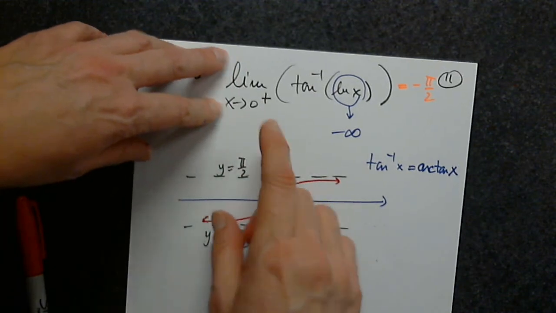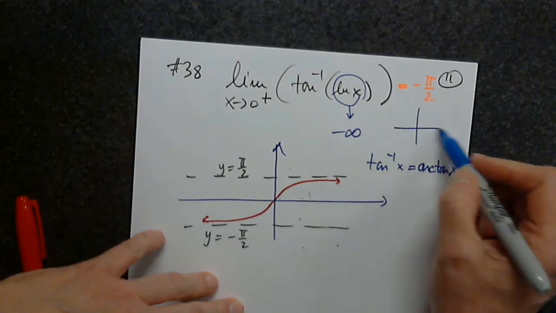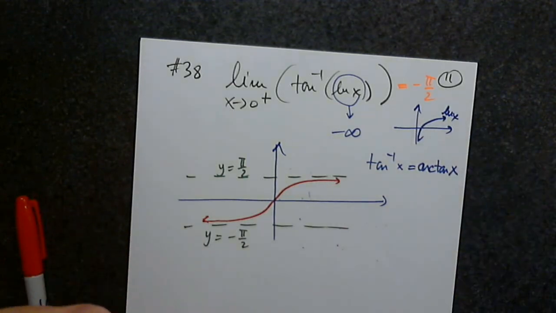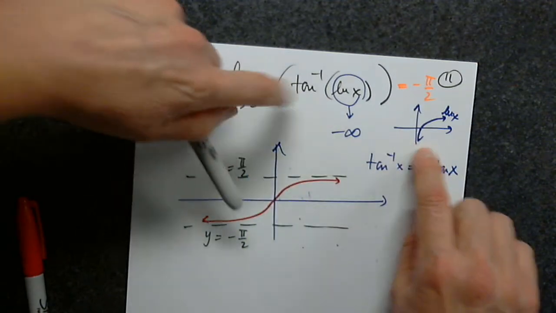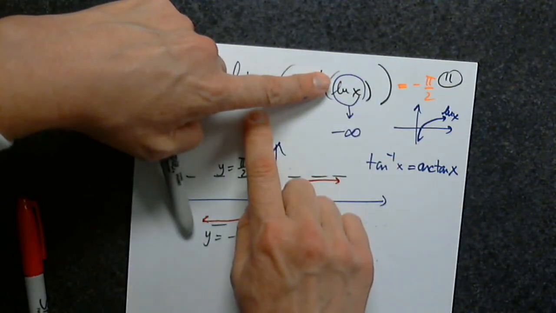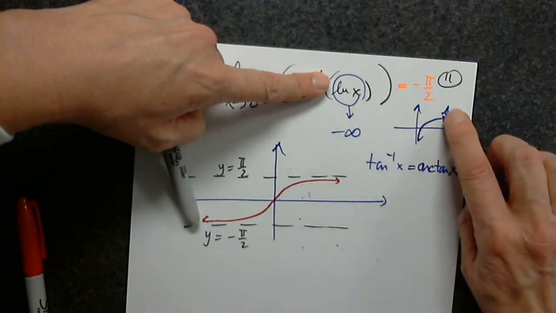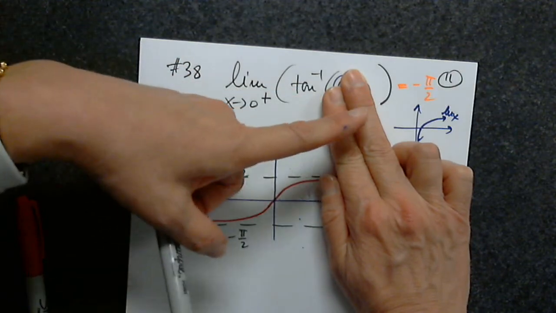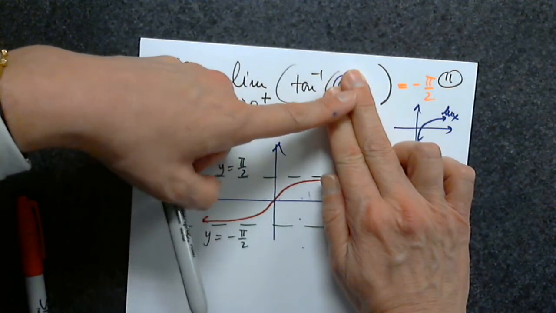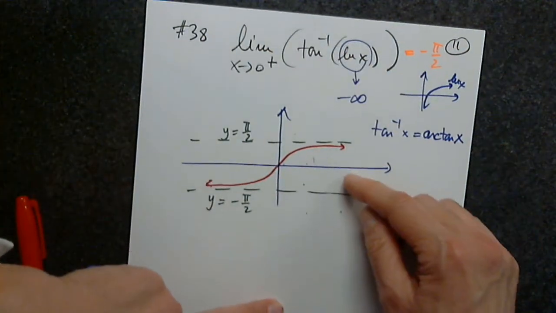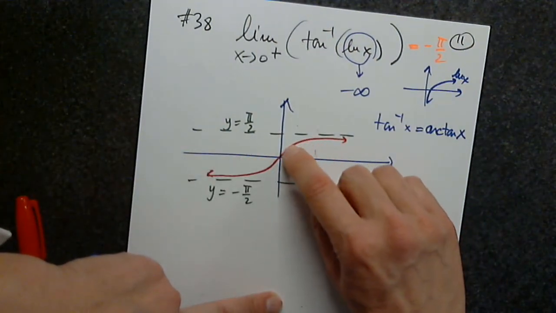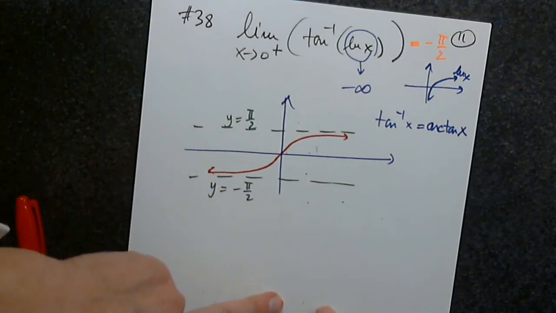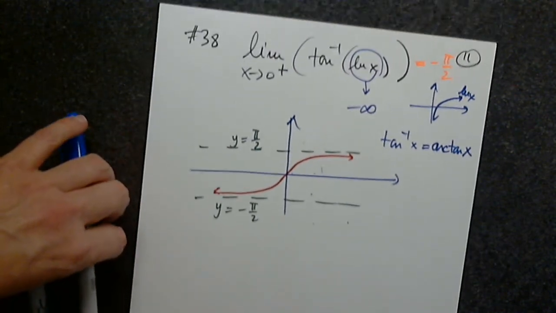So the graph of natural log, let me refresh our memory on natural log. So this is natural log. So first, 0 from the right. So 0 from the right, natural log approaches negative infinity. And now I'm looking at where is arctangent going when its argument, its x, goes to negative infinity. When its x goes to negative infinity, the arctangent gets closer and closer to negative pi over 2. Better? Okay, perfect.